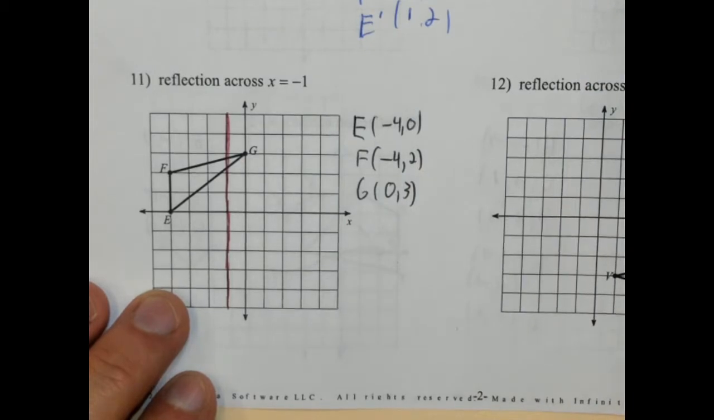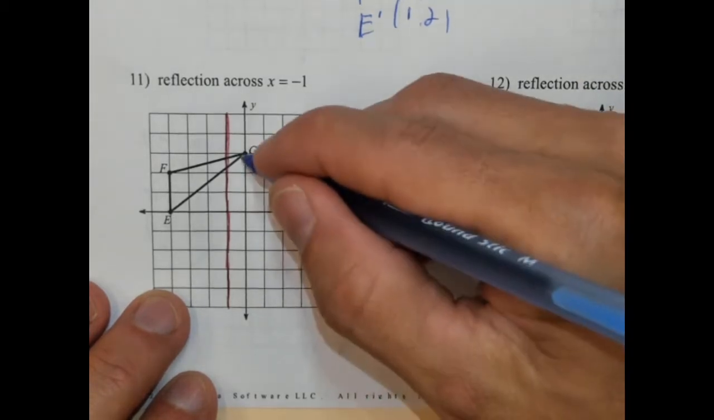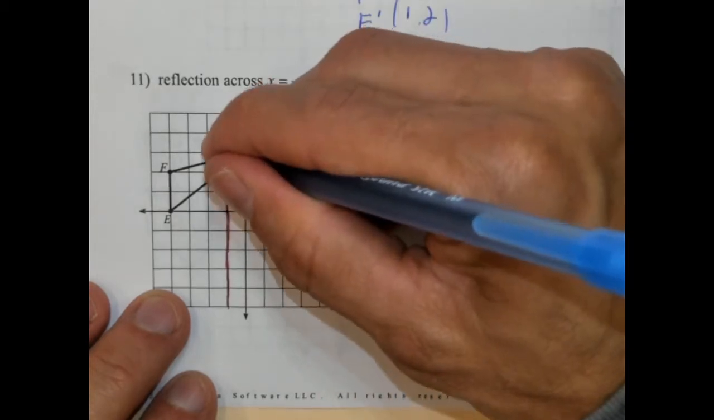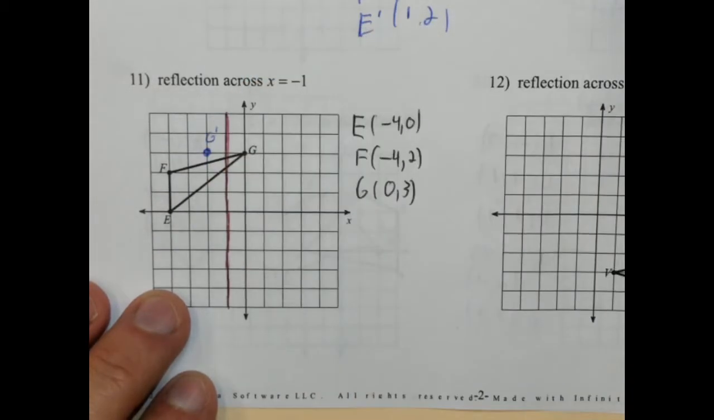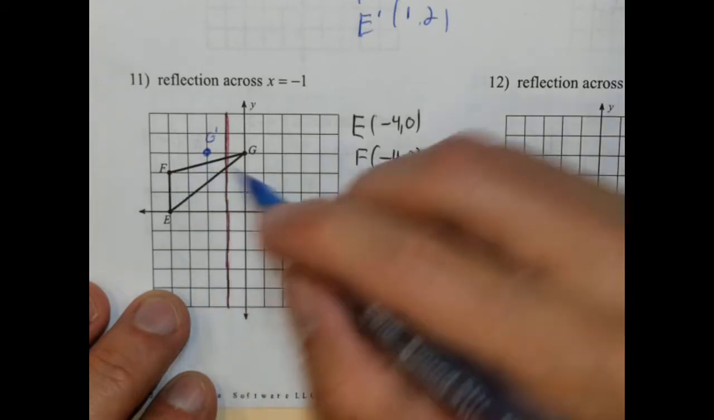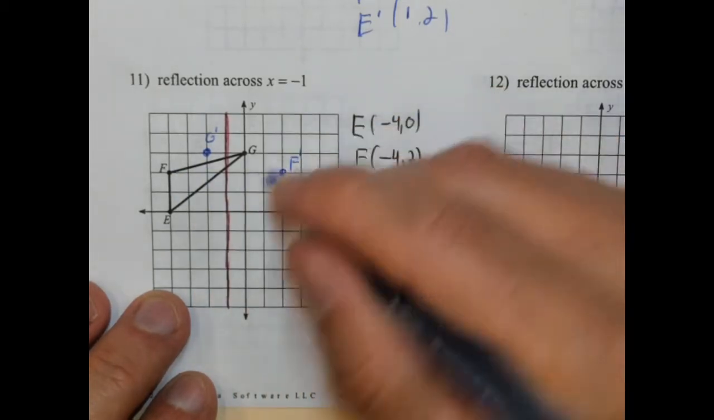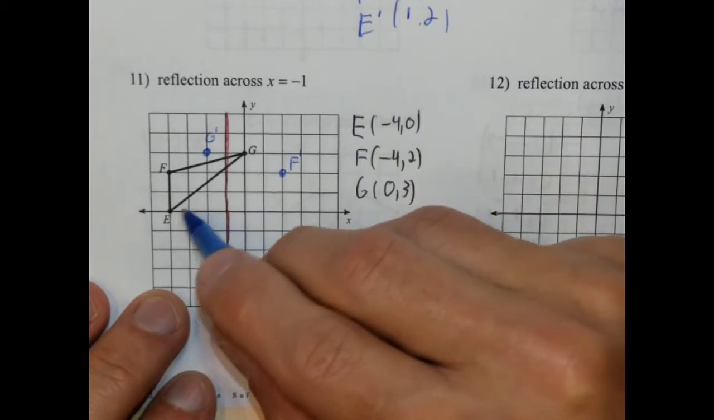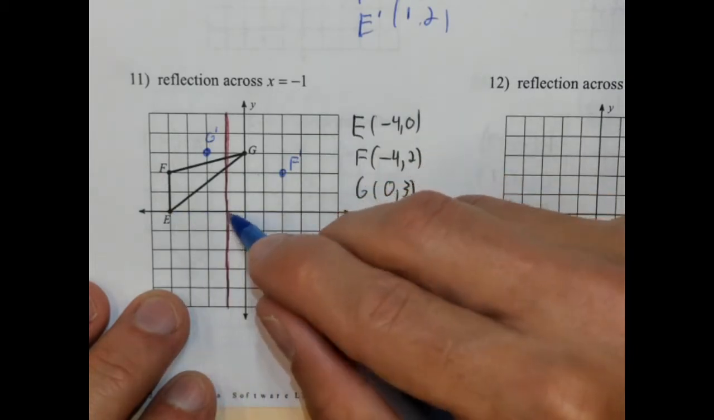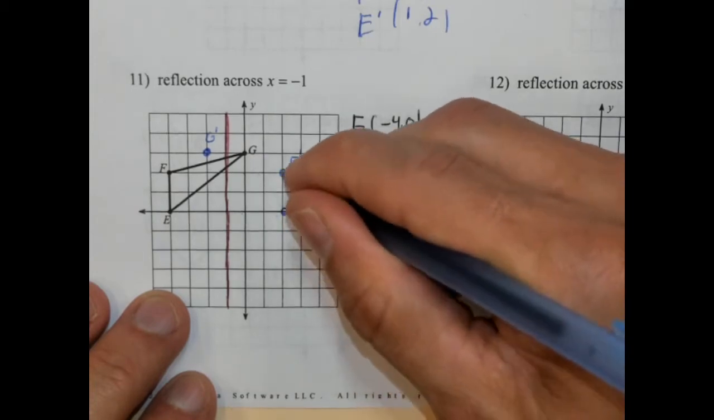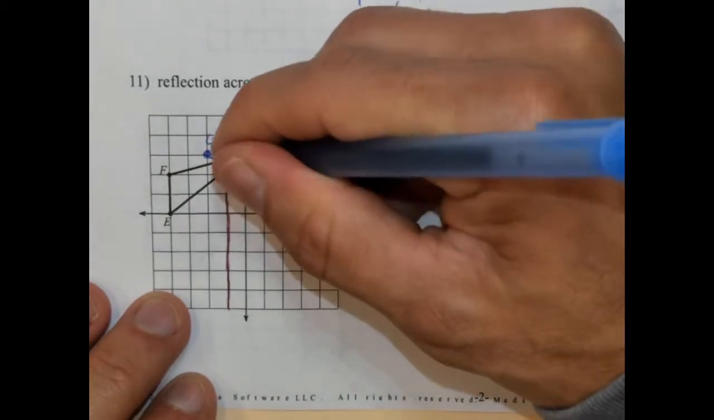Now we're going to go ahead and count. That's how we're going to do this. So G is 1 to the right of this line, so G prime should be 1 to the left of the line, because they should be equidistant from the line of reflection. F is 1, 2, 3, so we're going to go 1, 2, 3. F prime's here. And then E is 1, 2, 3 to the left, so E prime will be 3 to the right, so 1, 2, 3. E prime. And that should be that.